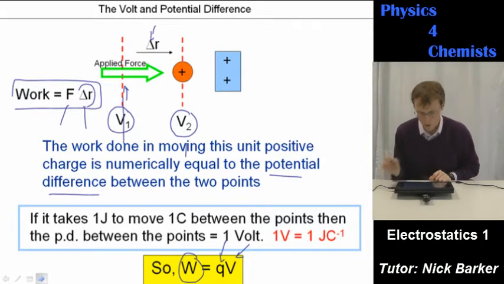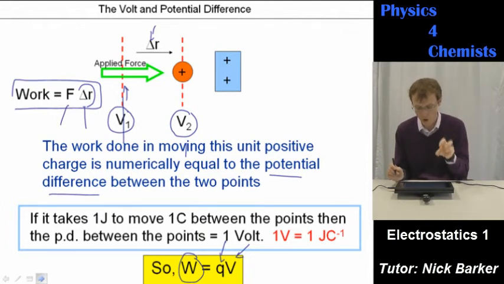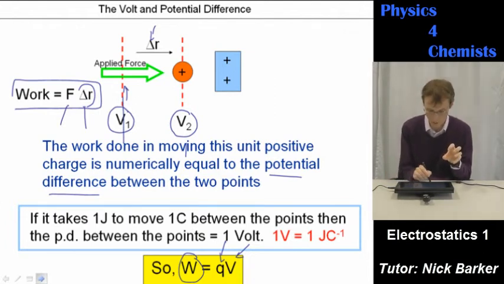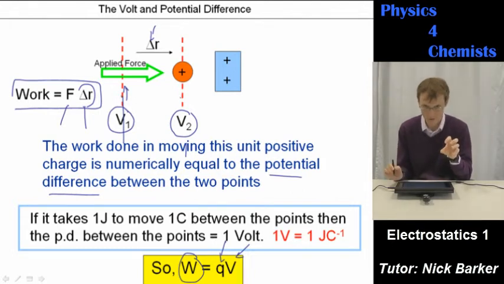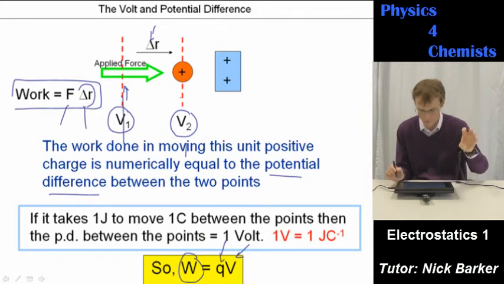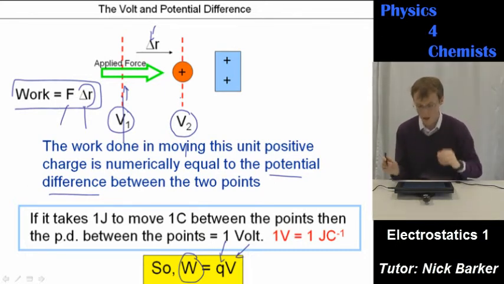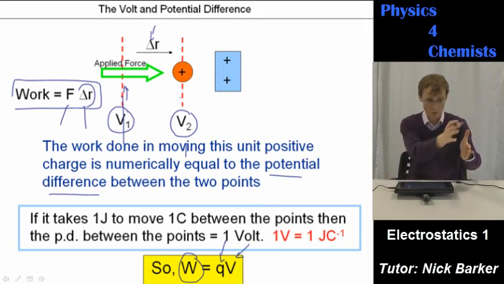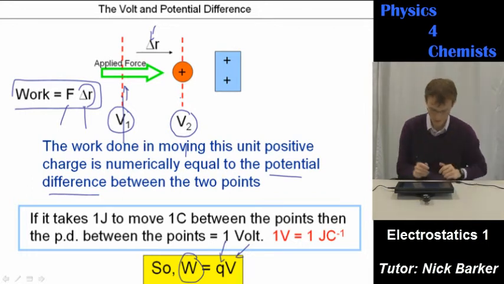If it takes 1 joule of energy to move 1 coulomb between the points here, where the 2 dashed red lines are, to move it across this distance, if it takes 1 joule to do that, you've moved 1 coulomb, you've expended 1 joule per coulomb, then the potential difference between where it started and where it finished, between those 2 points, is defined as 1 volt.